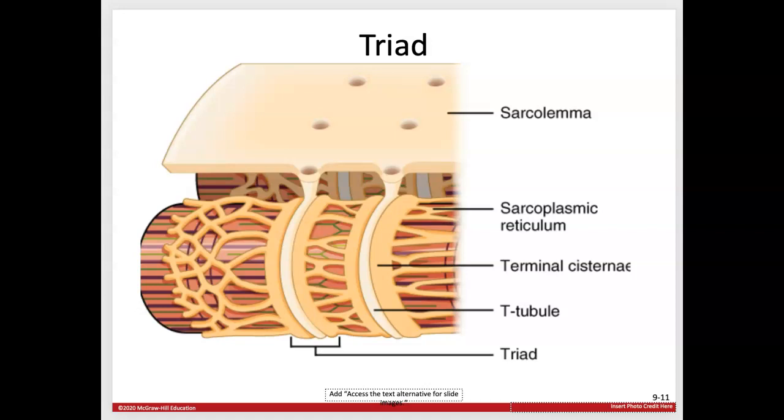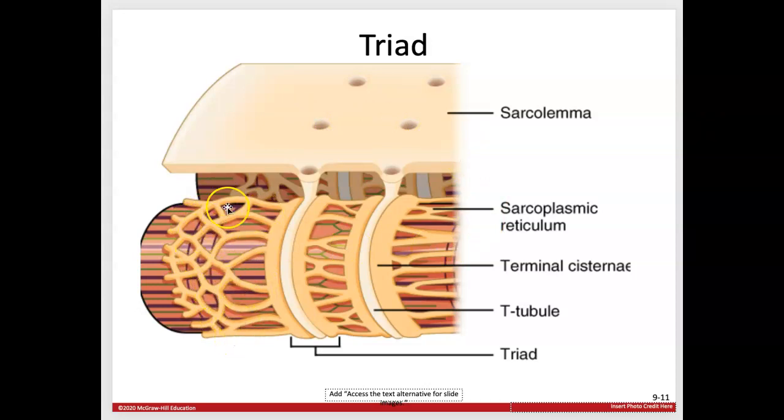This picture illustrates the sarcolemma, which is the plasma membrane. And remember, the plasma membrane, or the sarcolemma in this case, is the border of the cell. It's the outline of the cell. It holds all the contents inside.